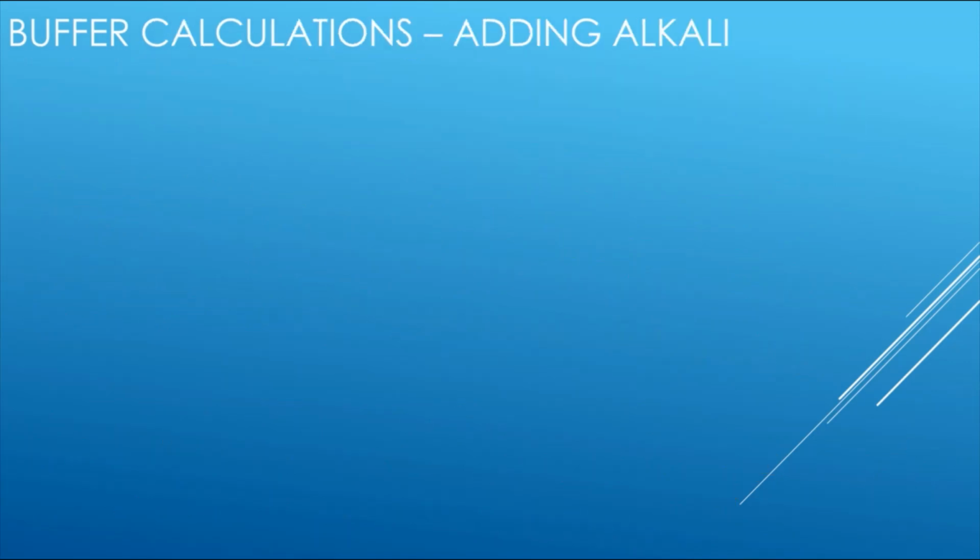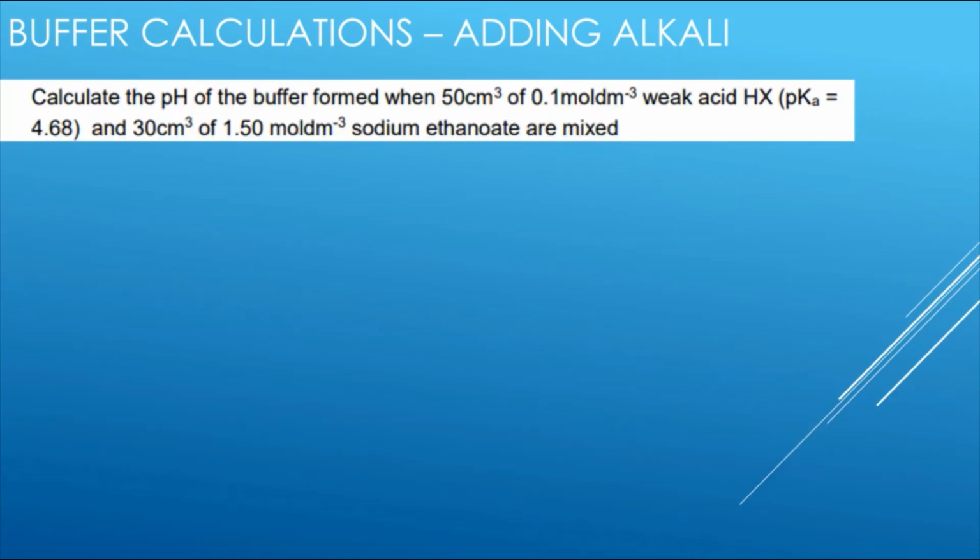I'm going to be looking at buffer calculations where we're adding alkali instead of an acid to it. So the question, again, is asking me to calculate the pH, and it's given me the concentration and volume of the weak acid, the pKa, as well as the concentration and volume of the salt of the weak acid. So I would first, as always, calculate the moles of the weak acid.